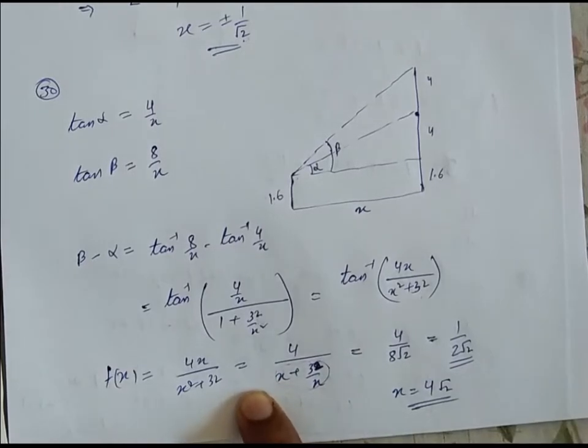Okay, moving on to the next question, question number 31. One corner of a rectangular sheet of paper of width A is folded over so as to reach the opposite edge of the sheet. Find the minimum length of the crease.